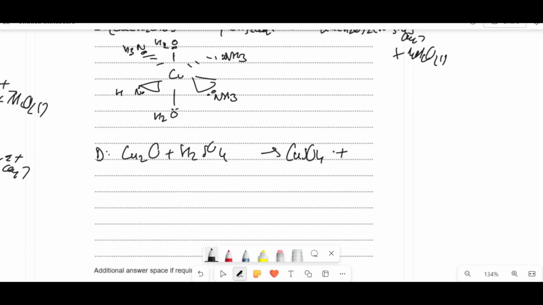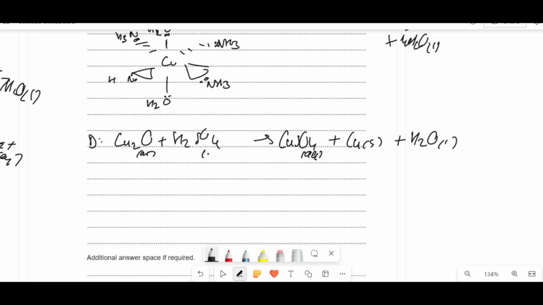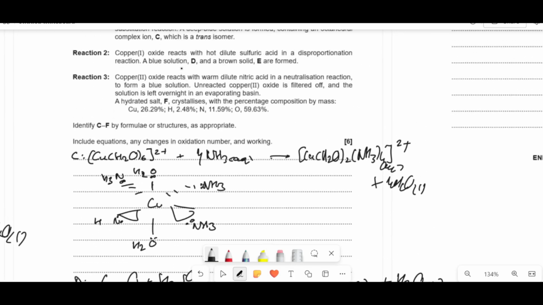The other, the brown solid, must be, well, if you look at Cu2O, that's gone from +1 to +2, so that's been oxidized. If it's disproportionation, then the other copper here must have been reduced into Cu solid, and then what's left over is H2O, liquid. And then that's going to be aqueous, as well as that, that's going to be aqueous. So then, to show it's disproportionation, Cu goes from +1 to +2 and 0, so it's disproportionation. So we figure that part out now as well. So we now know what D is.